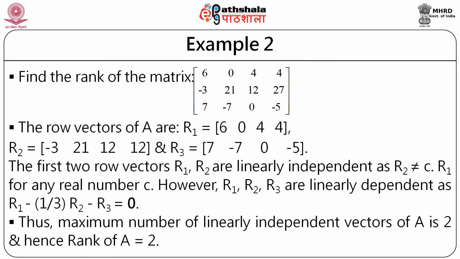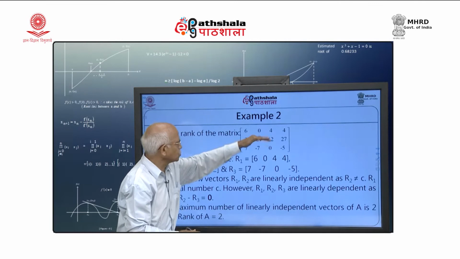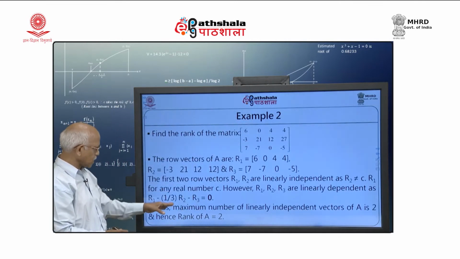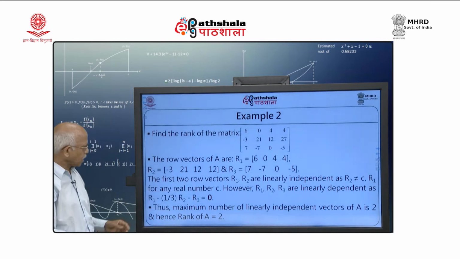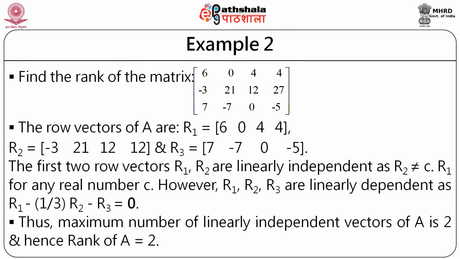However, R1, R2, R3 are linearly dependent. Why? You can see that R1 minus 1 by 3 R2 minus R3 will be equal to 0. You just check: 1 by 3 times R2 I have to subtract from R1, and minus R3, and I will be getting 0, and therefore these three vectors are linearly dependent. So, the rank of this matrix in that case becomes 2. That is how we can do that.